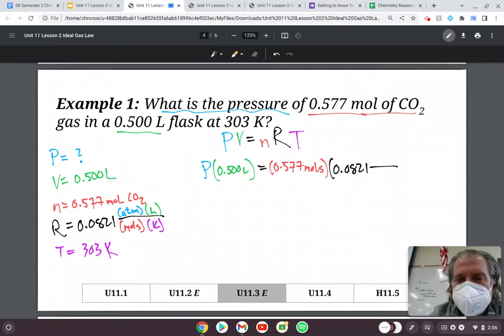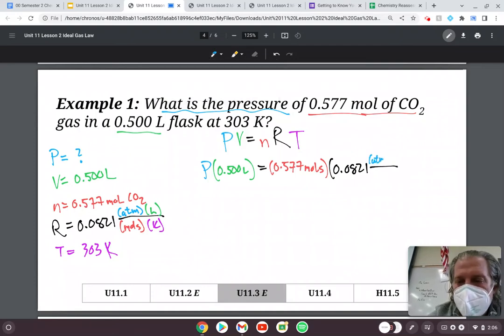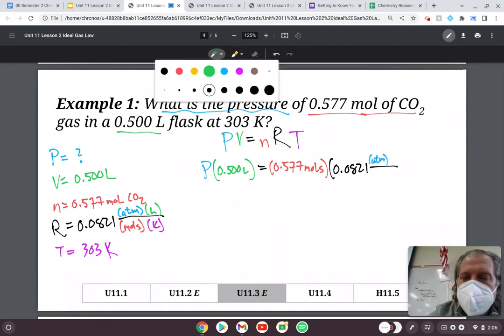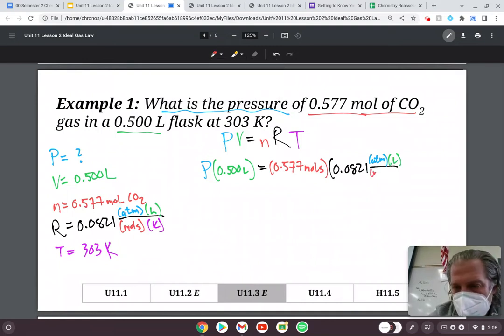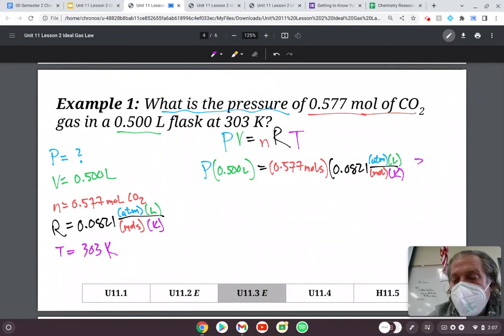I'm going to take 0.0821 atm, liters, moles, Kelvin, and substitute that for R. And then I'm going to take the 303 Kelvin and substitute that for T.